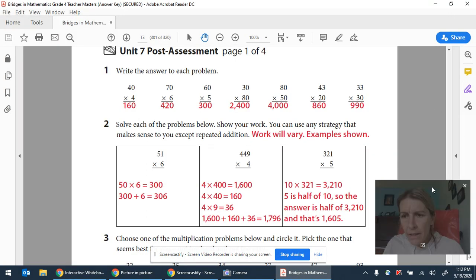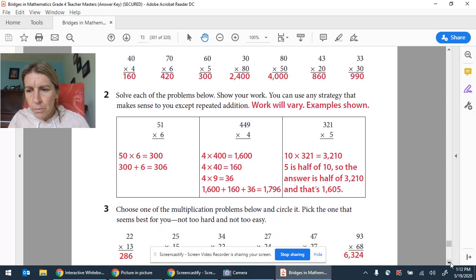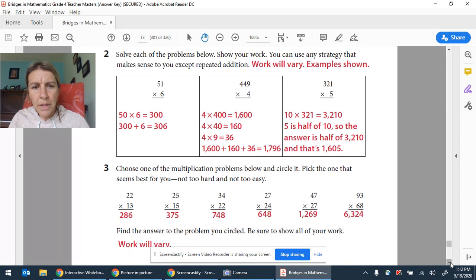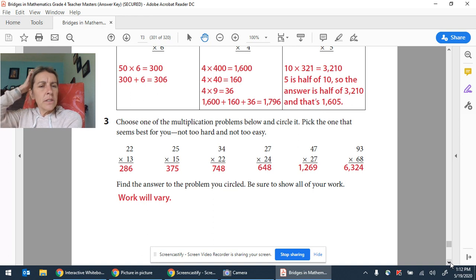And welcome back. Let's go down a little bit, and I'm pretty sure I'll give the answers to all of them here. Your work will vary, whatever strategy you wanted to use. But if you chose the first one, it's 286. The second is 375. The third is 748. The fourth is 648. The fifth is 1,269. And the last is 6,324. And so moving across, for the most part, they become a little more difficult.